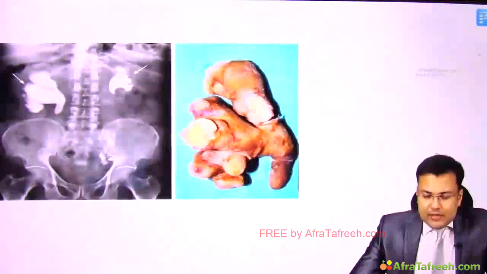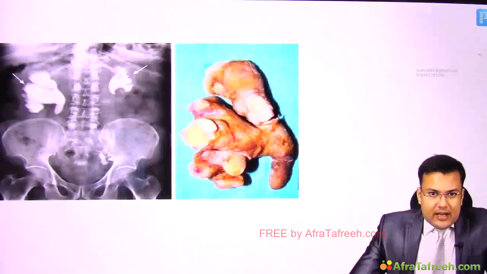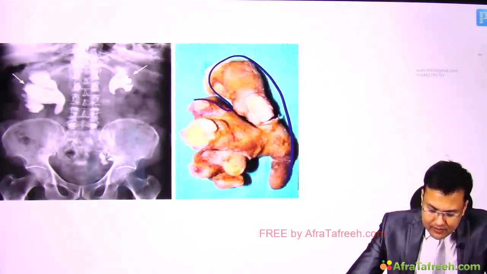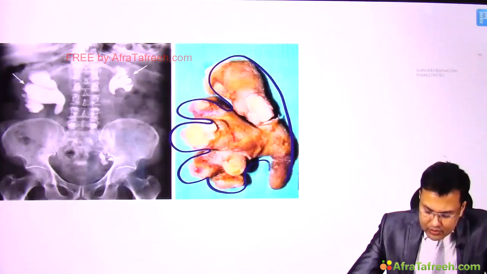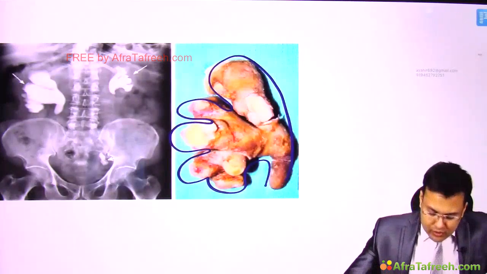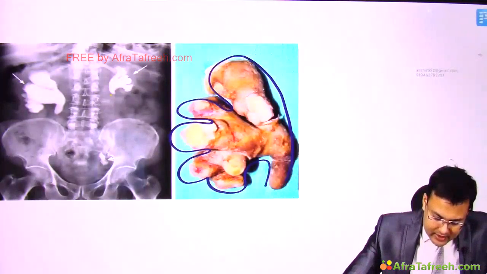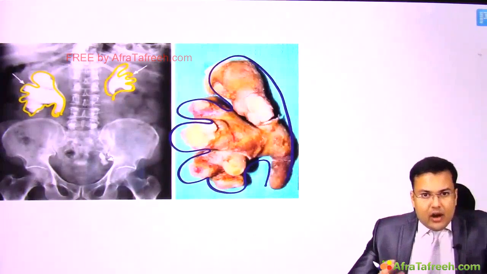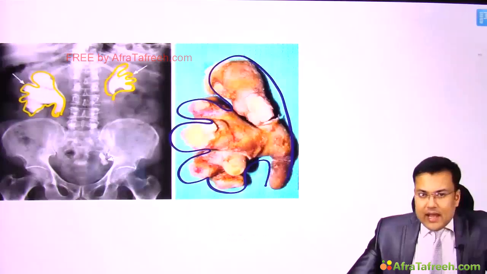Now see this image of the stone and this X-ray and identify what is the type of stone. If you see the shape of the stone, can you see? Clear? And it looks like what? Staghorn, because there is branching in the stone. You can see here also in this X-ray that there is branching in the stone, and this is known as what? It looks like the horn of a stag. So this is staghorn stone.